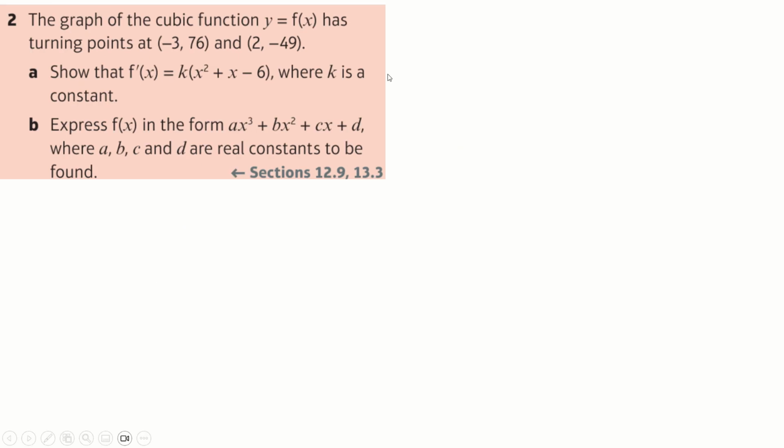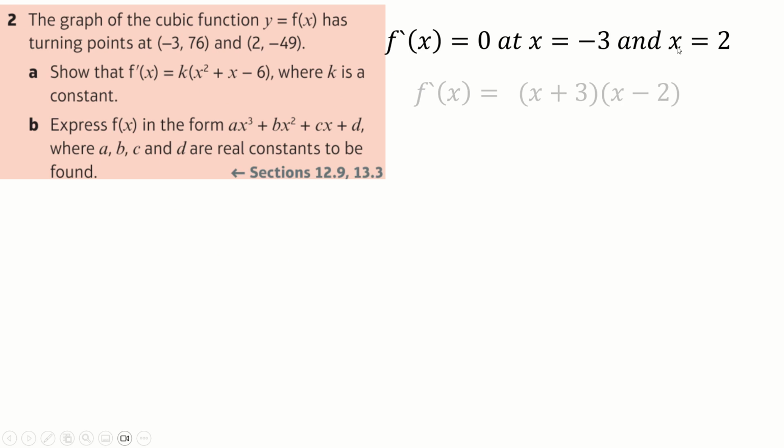Good. Cubic function has turning points here and here. Now what that means is the gradient of the function is 0 at x equals minus 3 and x equals 2. And what we can do is apply factor theorem here to f dashed of x, because it's just some function, right? So therefore f dashed of x equals x plus 3 into x minus 2. And if those are the only factors, then that's all we can put there, times by k.